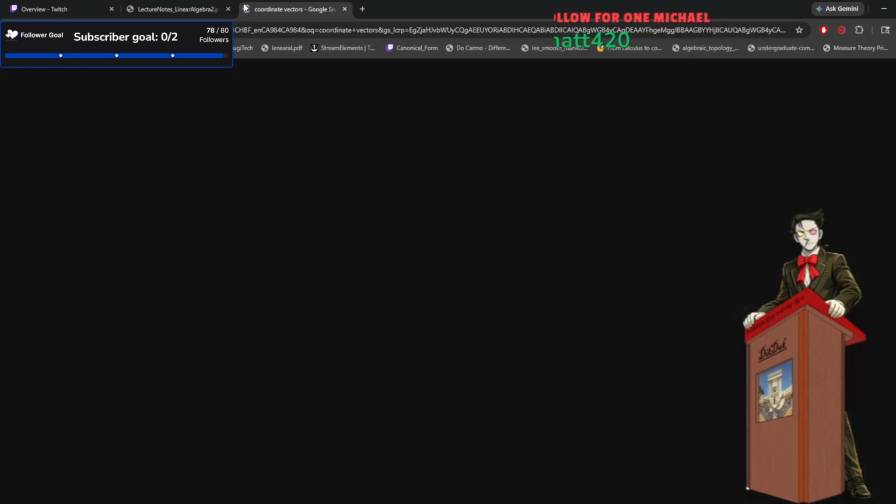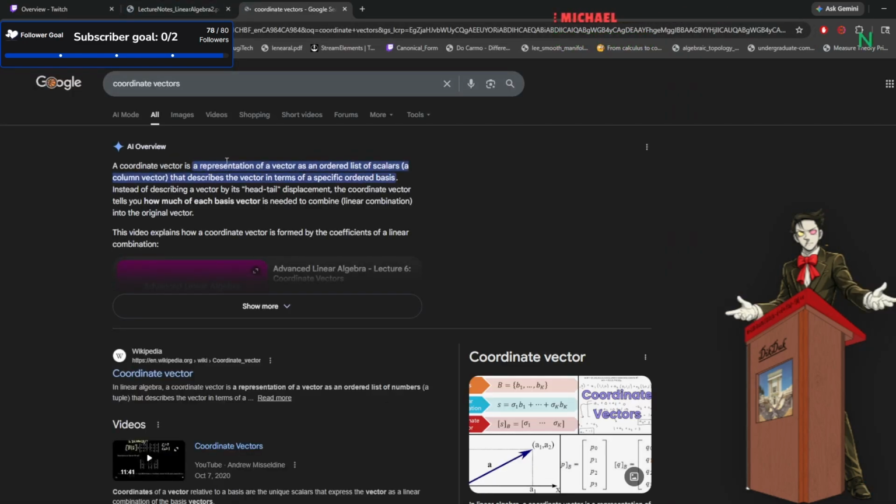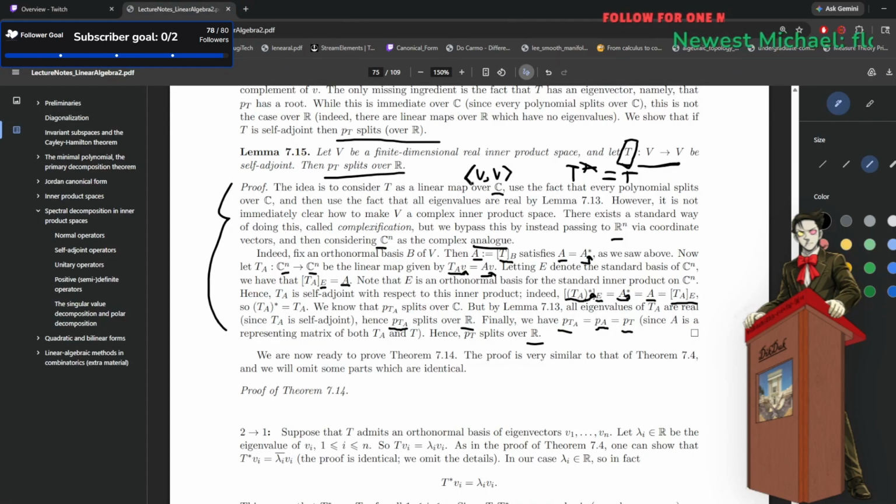Didn't exactly go over that last bit. Position of a vector in an ordered list of scalars. Ah, column vector, I see. How did I not remember that? And then we use Cn as the complex analog. We just pass over these real numbers, since they're in the complex, as complex numbers, even though they're reals as well.